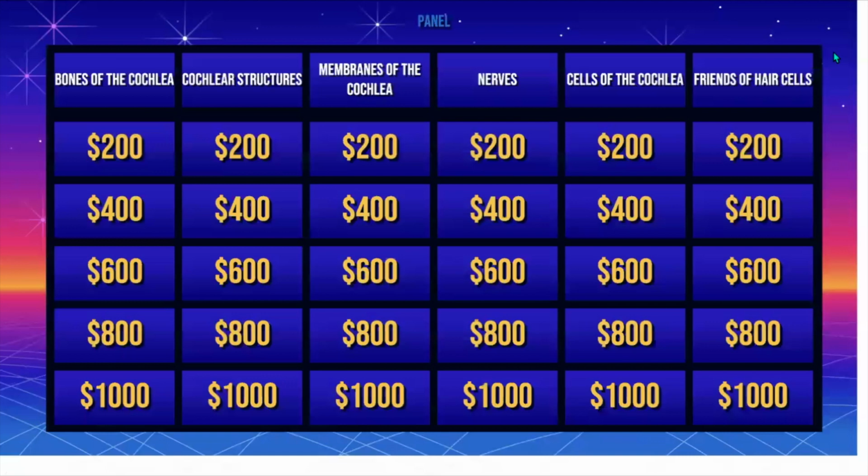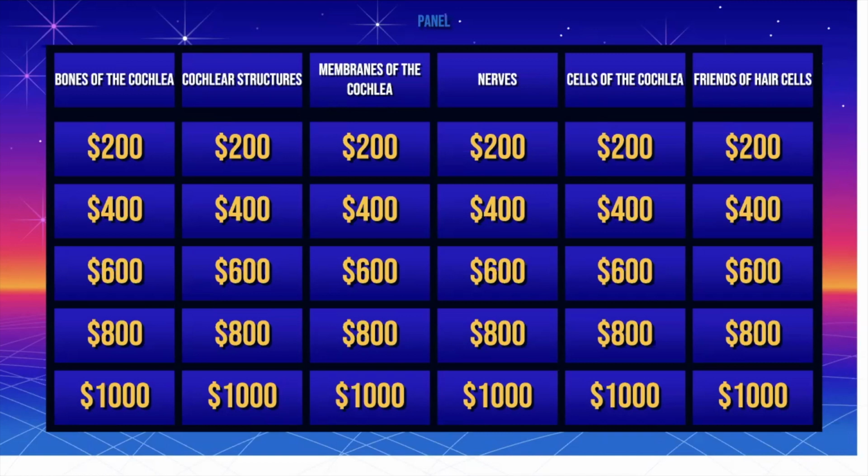So there will be six categories today for this Jeopardy. The first will cover bones of the cochlea or bones related to the inner ear. The next will be about structures of the cochlea. Third will be about membranes of the cochlea. The fourth category is anything that has to relate to the vestibulocochlear nerve.